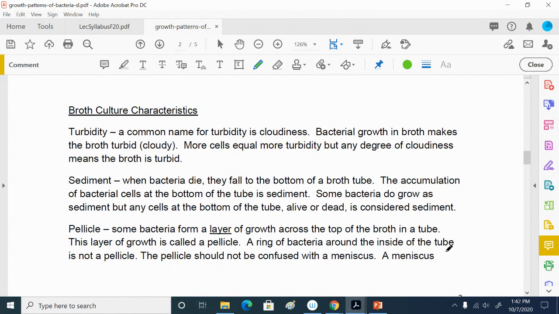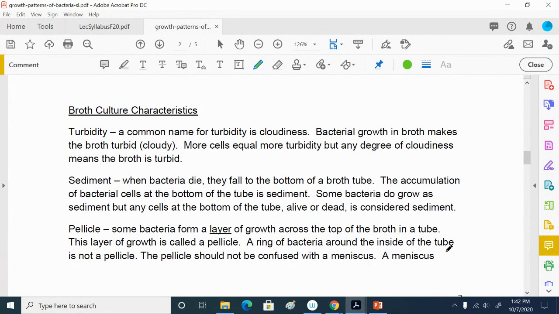When bacteria die, they fall to the bottom and accumulate, so we call that sediment. Remember, we looked at turbidity and sediment when we did the temperature experiment, and we're looking for growth in the tubes. Some bacteria do actually grow as a sediment, but mostly it's just dead cells that fall to the bottom.